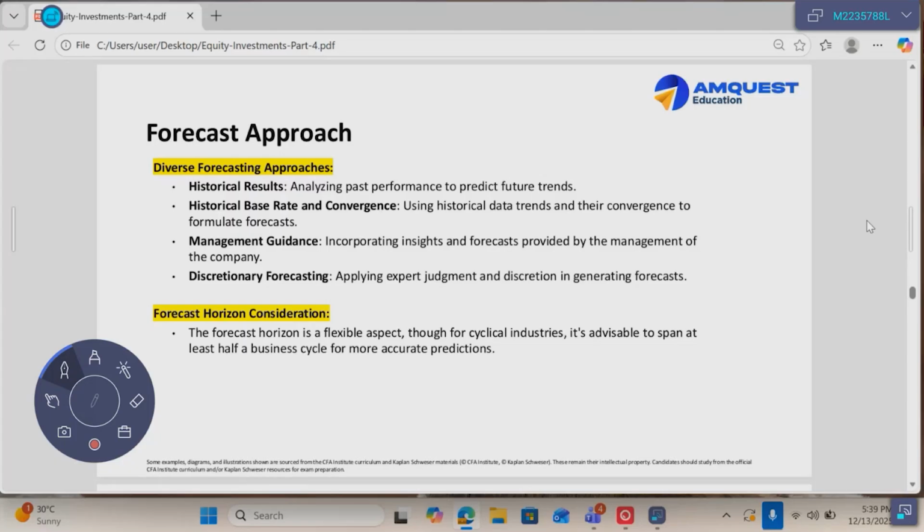This data is easily available on the websites. You can go to the website of a company. Let's say you can go to Zomato. You can get investor presentation reports.